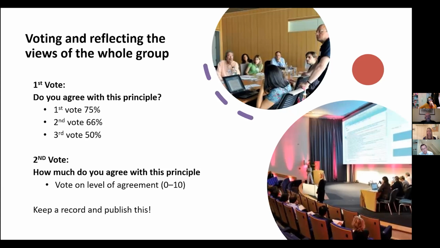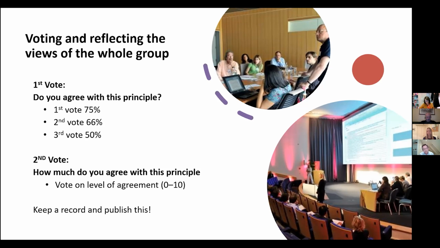If the group votes with more than 75% agreement, more than three-quarters, it's carried, that's it. And then you have a second vote on how much you agree with this out of 10. So you get a feeling for whether this was controversial or very straightforward. If in the first vote 75% don't agree, you have a discussion and a redrafting of the principle, and then you vote again.